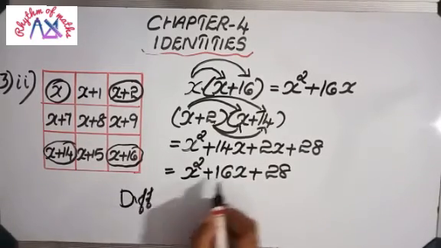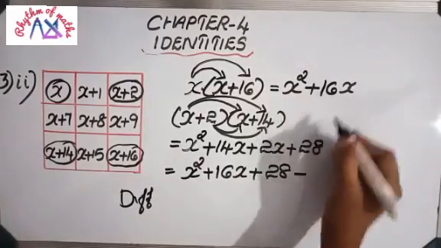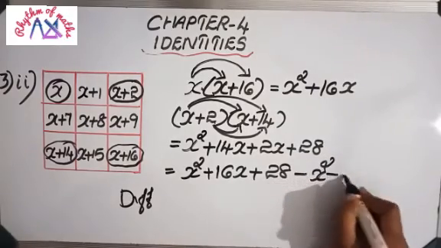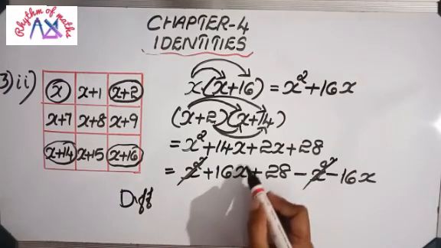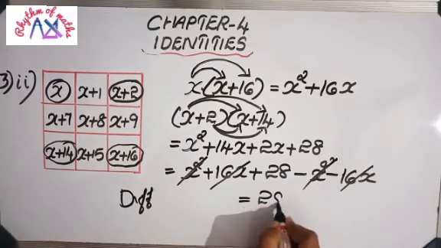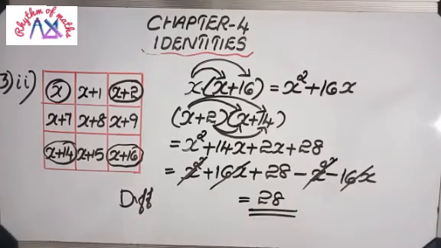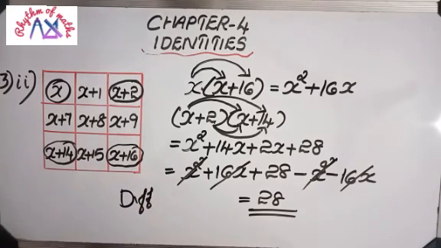Next is the difference. Okay, from this answer we have to subtract this one. So minus this one: x square plus 16x minus x square minus 16x. x square and x square we can cancel. Plus 16x and minus 16x also cancel. What is the remaining one? 28 is the remaining answer. So by using algebra also we got the same answer, 28, as when we found the product of diagonal numbers from the square of 9 numbers. Okay, so question number 3 answer is over.